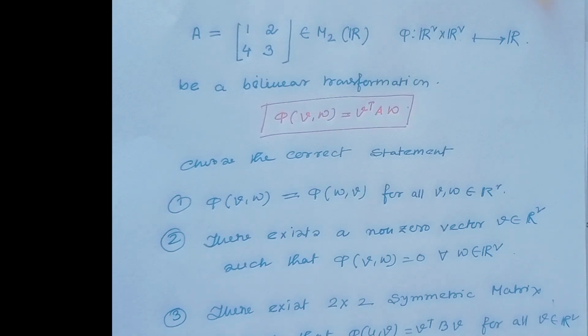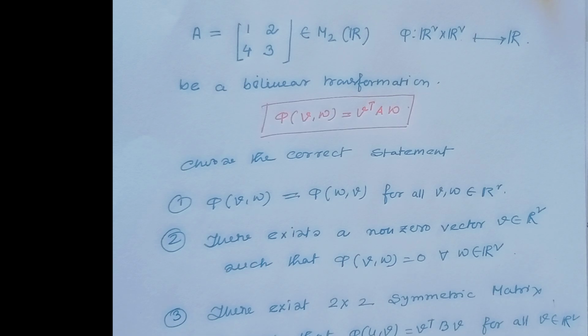Today's goal of this lecture: I will see some examples about bilinear form and quadratic form, what is a bilinear form, what is a quadratic form, and when a quadratic form is positive definite, semi-definite, or indefinite.